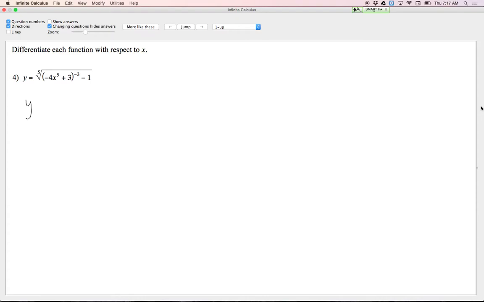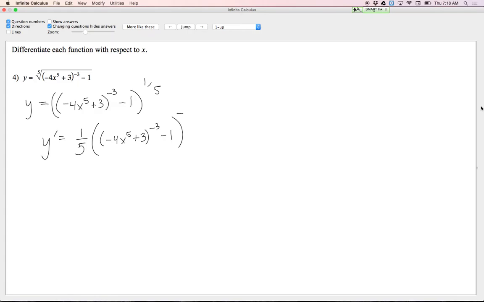So you got y equals all of this, negative 4, you got big parentheses around here, 4x to the 5th plus 3 to the negative 3 minus 1 all to the 1/5. Okay? So when I do this using chain rule, the outside part is the power. There is an inside power as well, but we'll have to wait till we get to that. So y prime is going to be equal to 1/5 times all of this, which is negative 4x to the 5th plus 3 to the negative 3 minus 1 to the negative what? 4/5.